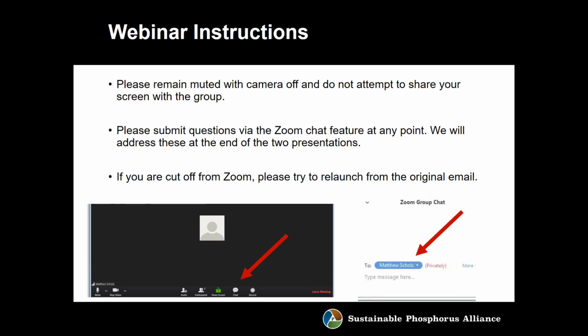One further note, if you're cut off from Zoom at any point, please just go back to the original email with the login information and log in again. It's probably just a quick glitch that you can solve that way.